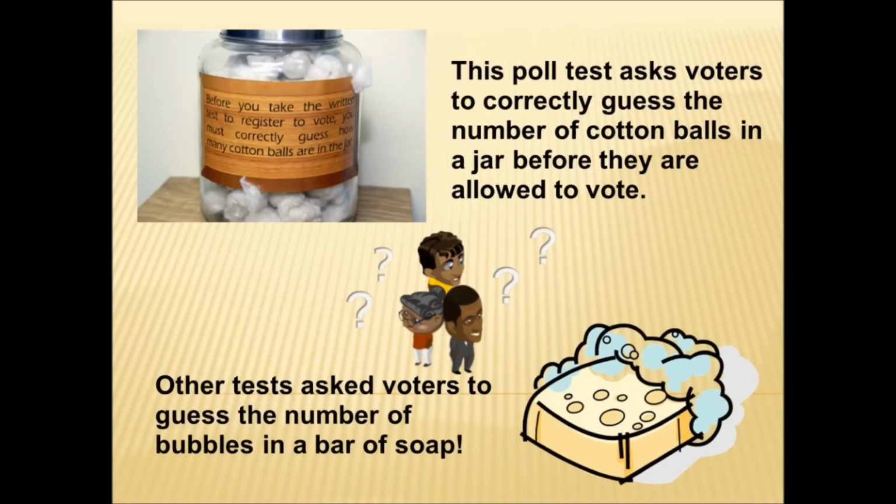These are just some examples of poll tests, and some of them are really ridiculous. Some asked voters to correctly guess the number of cotton balls in a jar before they were allowed to vote. Others asked voters to guess the number of bubbles in a bar of soap. These are incredibly ridiculous requests, but this was a way to keep African Americans from voting.